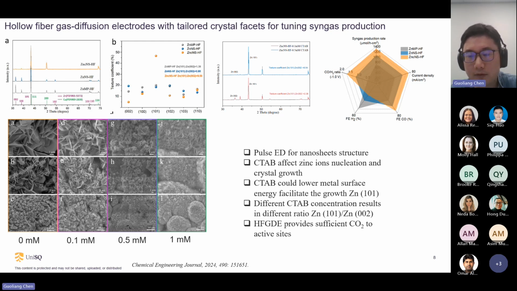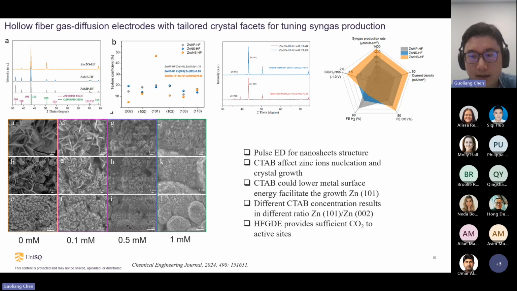Also, when it reflects on the selectivity of the CO2 products, we found that this zinc catalyst shows the best performance, with a high CO to hydrogen ratio, the best selectivity of CO around 70%, and a high production rate of syngas.